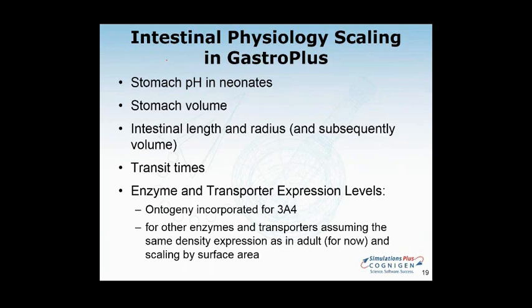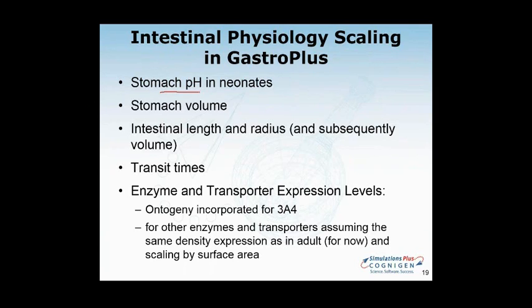For some parameters, we did have quite a bit more quantitative information, things like stomach pH, where, again, it's probably a more well-known fact that the stomach pH in newborns and neonates is higher, but very quickly, within a few weeks, it drops down to the very acidic condition, and basically it drops down to adult levels.